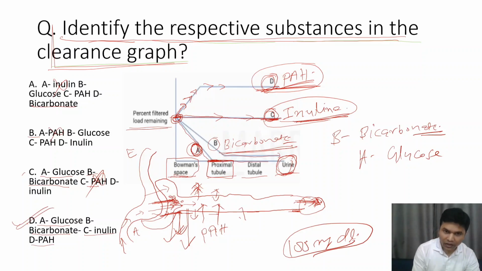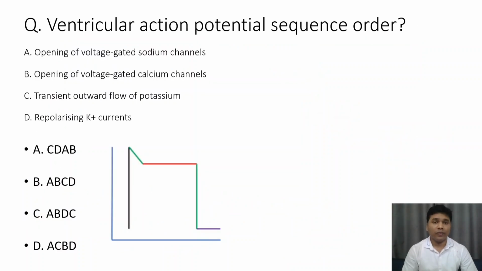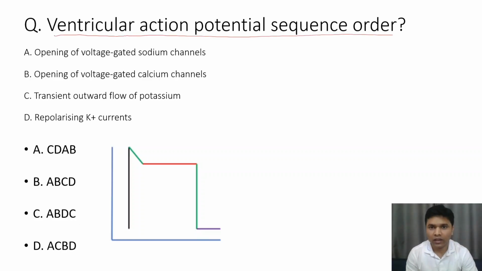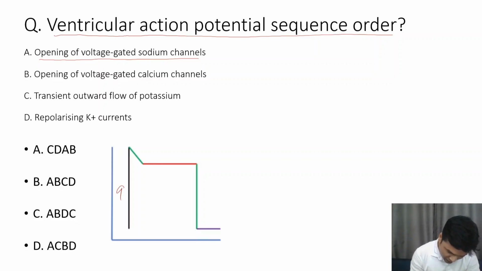Clear? So let's move to the next question. Here the question is the ventricular action potential sequence order. The first thing is opening of the voltage gated sodium channel. Suppose this is A, this is B, this is C, and this is D. So what happens here? Let's discuss the graph. Sodium will go inside.